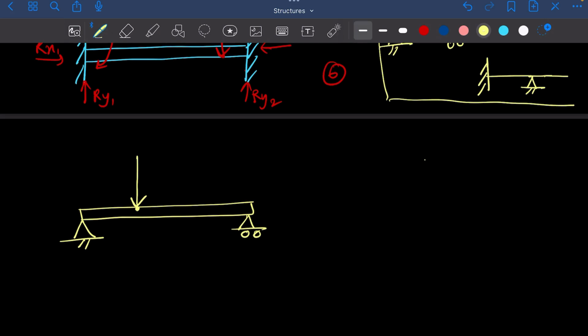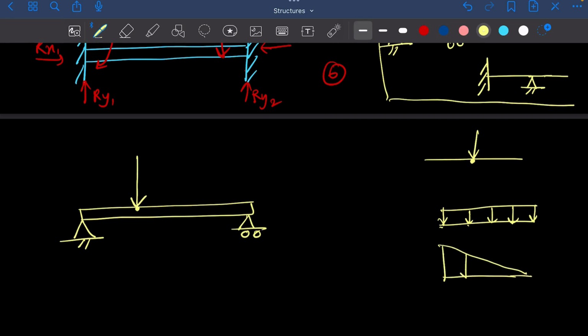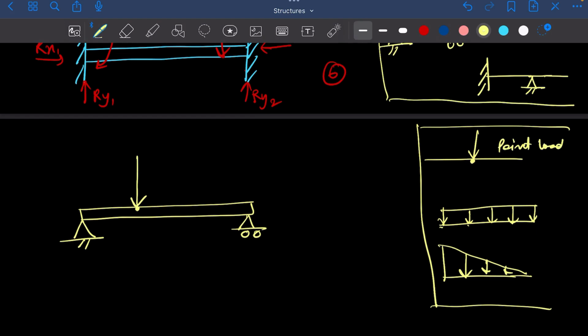One can be a point load, which is acting at a certain point. One would be a uniformly distributed load, which has equal load at each interval. One would be a varying load. So all of this we are going to focus on later. But for now, just understand that this point load is what we are looking at right now.